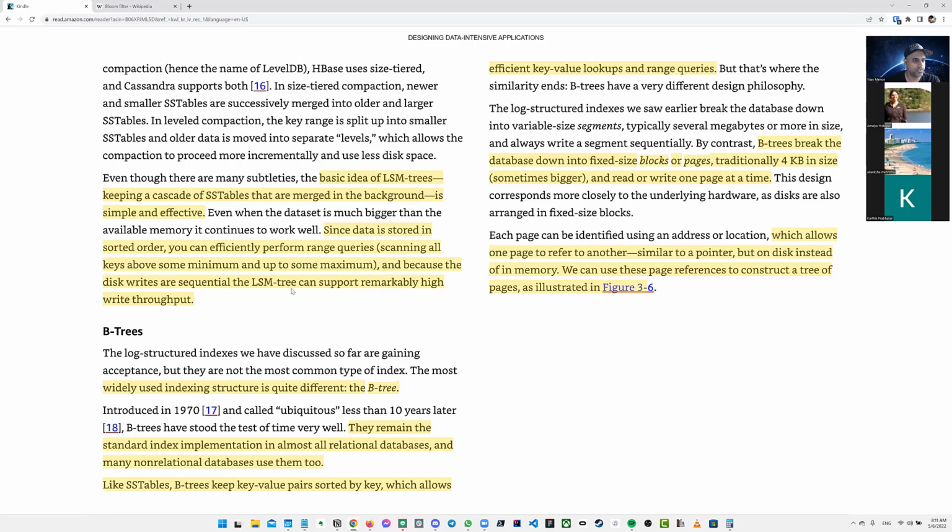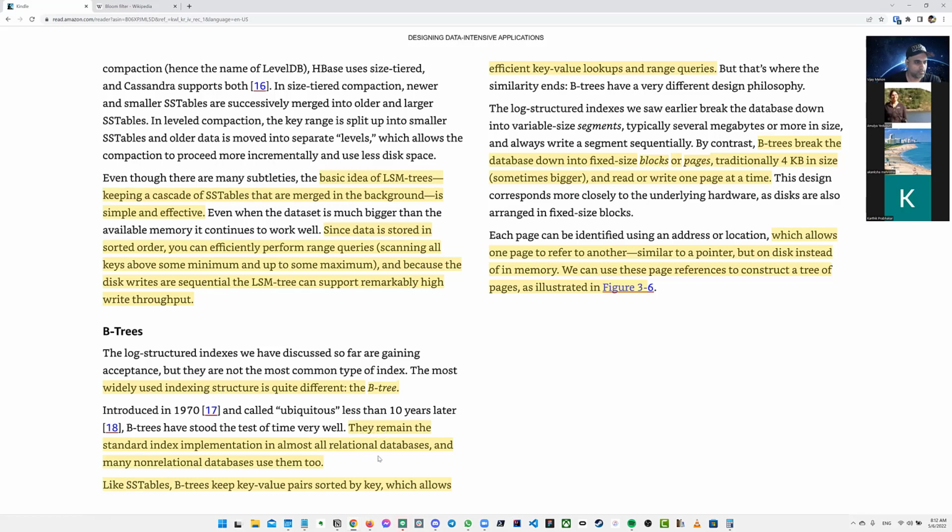So LSM trees are pretty good for writing. And they are easier to search through for keys. So these are some advantages of an LSM tree. But in modern times, I think most things are backed by the B-tree, right? Which is a different kind of structure for indexing.